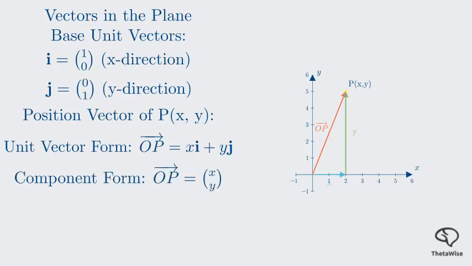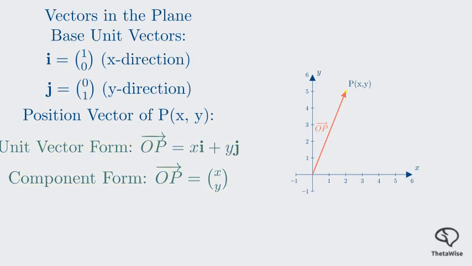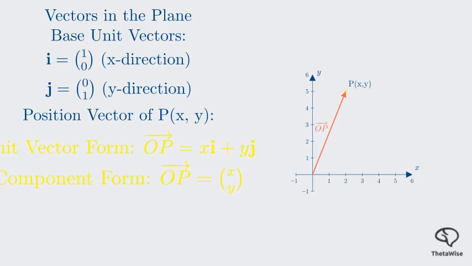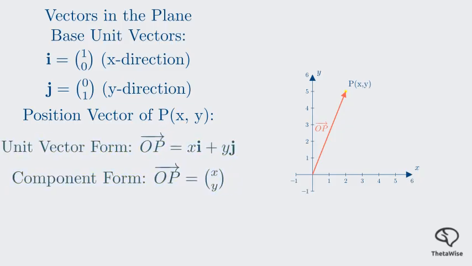The unit vector form is xi plus yj, which shows the displacement as a combination of our base unit vectors. Alternatively, the component form is a column matrix, x over y, where x and y are the horizontal and vertical components respectively. Both forms represent the same vector. The choice of which to use is often one of convenience or preference.